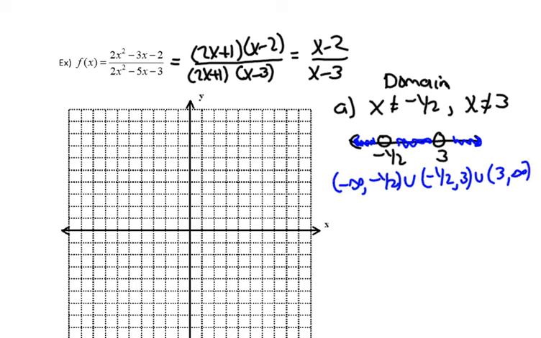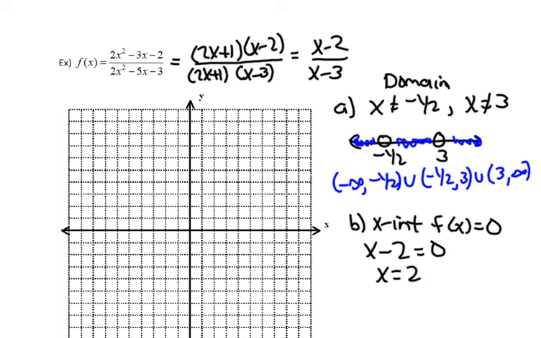Okay, part B is to calculate the intercepts. Well, for the x-intercept, I'm going to do f of x is equal to 0. Now remember, a fraction is 0 when the numerator is 0, so that's easy. I'm going to do x minus 2 is equal to 0, and x is equal to 2. So the x-intercept is 2. I can write that as an ordered pair 2, 0.